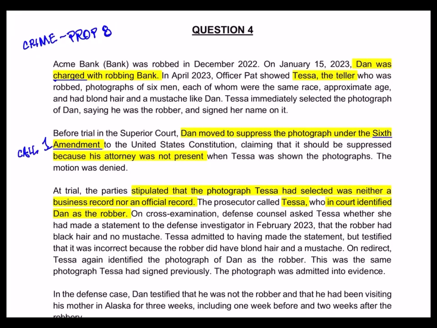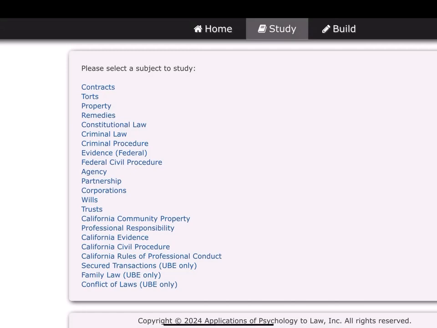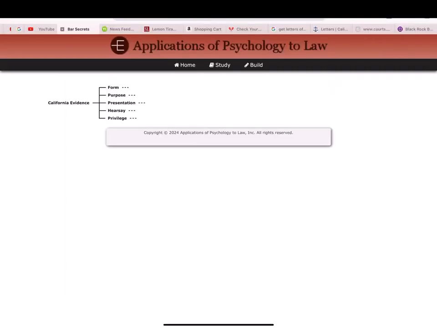She's identifying Dan. On cross-examination, defense counsel asked Tessa whether she had made a statement to the defense investigator in February 2023 that the robber had black hair and no mustache. Tessa admitted to having made the statement but testified that it was incorrect because the robber did have blonde hair and a mustache. This is impeachment. California differs from the Fed in some crucial ways, and we need to take a look at that law. Back to Proponics. We need to go to California evidence.